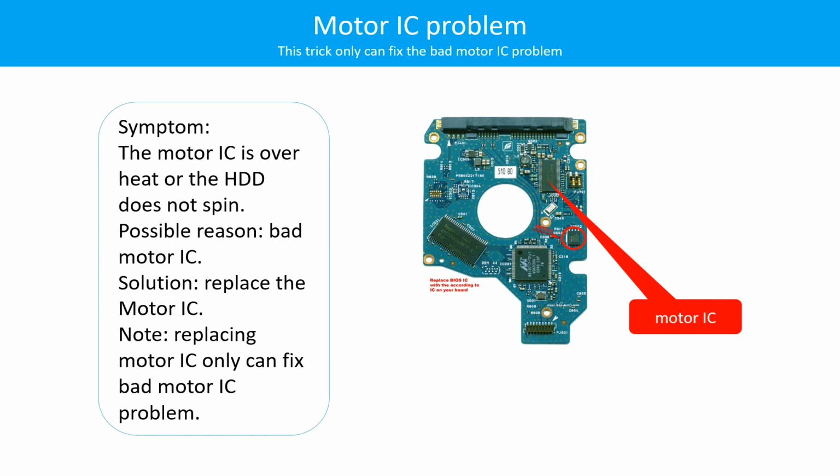Motor IC problem. Symptom: the motor IC is overheated or the hard drive does not spin. Possible reason: the motor IC is bad. Solution: replace the motor IC. Note: replacing the motor IC only can fix the bad motor IC problem. If the hard drive PCB has another part with a problem, or the hard drive itself has a problem, replacing the motor IC will not help.